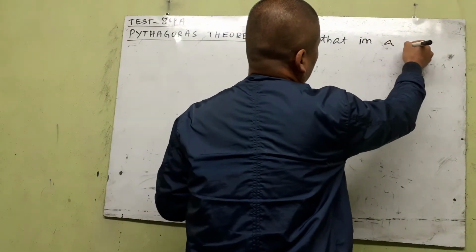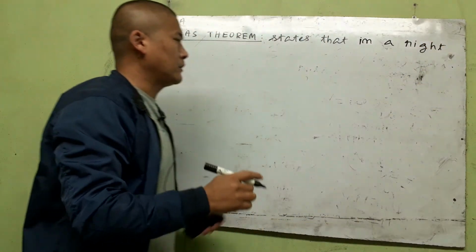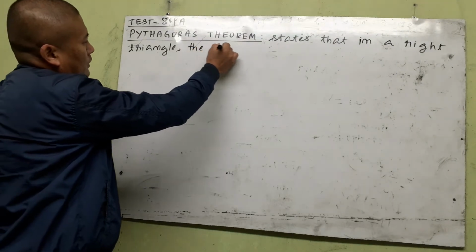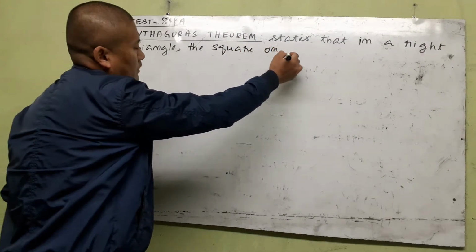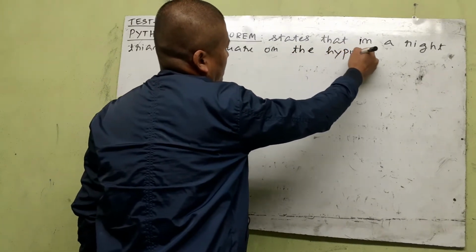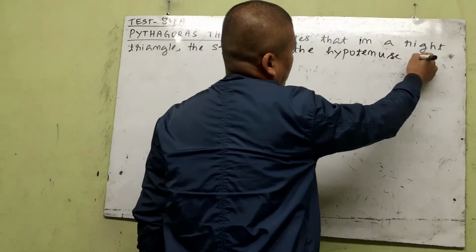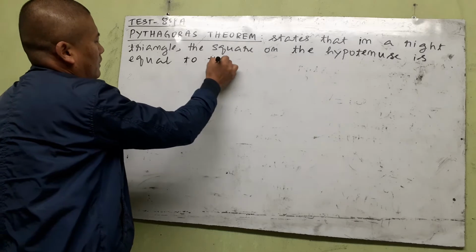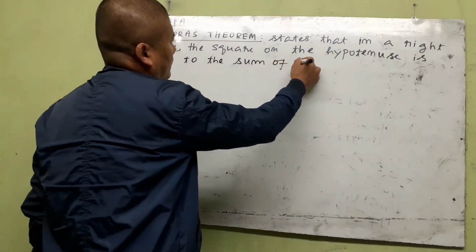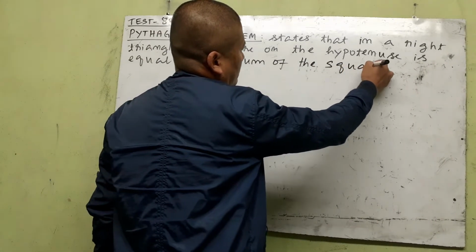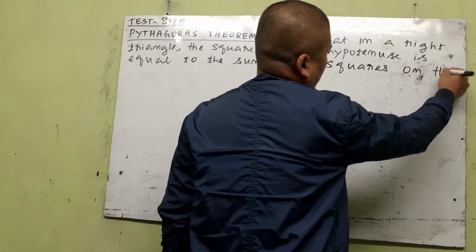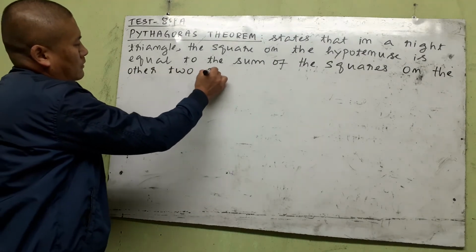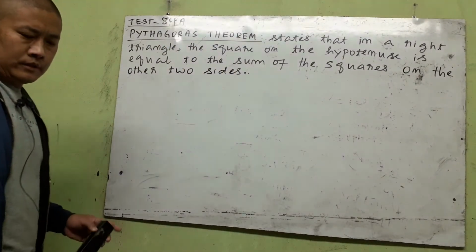In a right triangle, the square on the hypotenuse is equal to the sum of the squares on the other two sides. So this is the statement of the Pythagoras theorem.